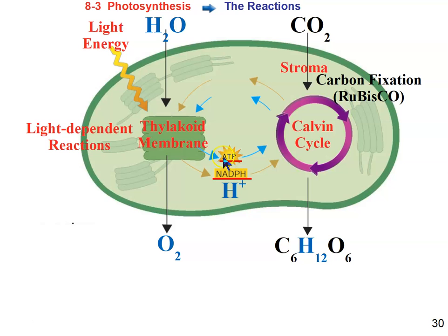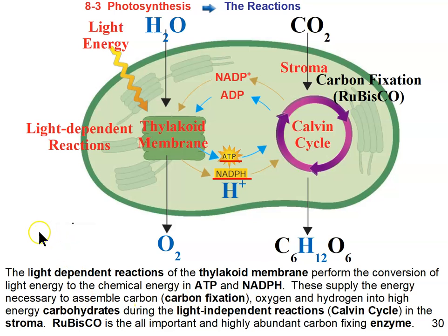In the meantime, ATP has given up its energy, NADPH has given up its energy, and so those are going to be recycled as ADP and NADP plus back to the light-dependent reactions to be re-energized, to be recharged back into ATP and NADPH so that they can deliver that energy to the Calvin cycle. And the whole thing just continues on with an ATP-ADP cycle and an NADPH-NADP plus cycle going on between the light-dependent and light-independent reactions.